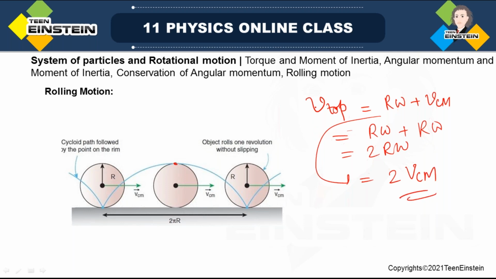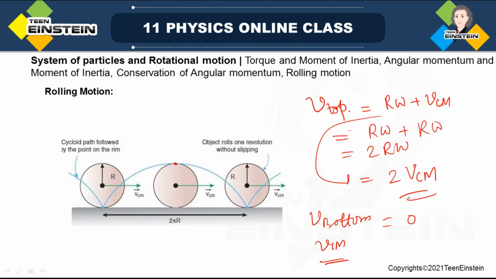Okay, so the top point will be having this much velocity, and what about the bottom? The bottom point will be having velocity 0. As we know, the instantaneous velocity will be 0. What about the center of mass? The center of mass will be having velocity VCM only.